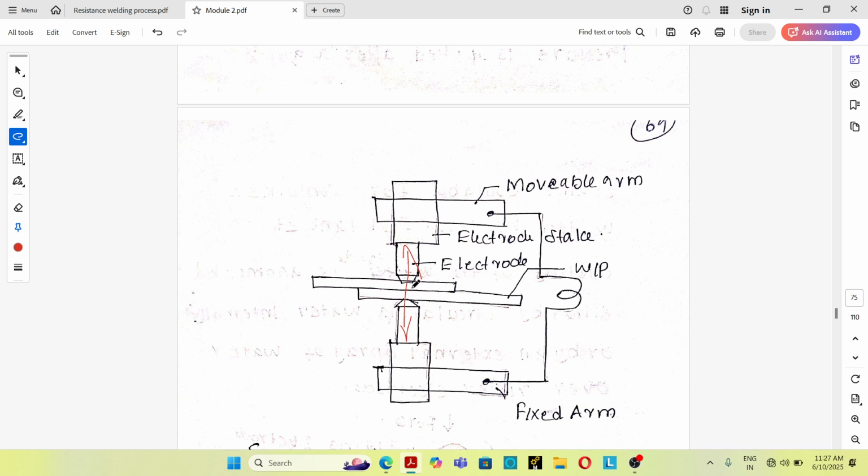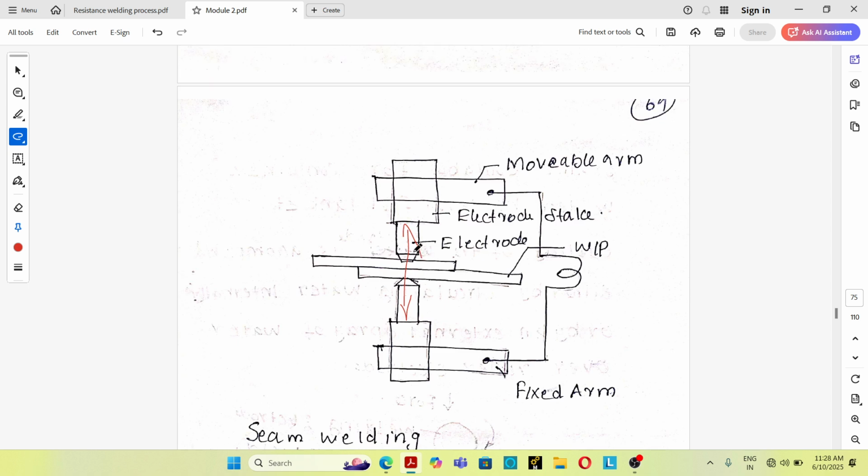First step, the parts to be joined are clamped between the 2 electrodes. Second step, current is passing through the parts and the temperature is raised to welding temperature. Third step, the current is cut off and a high pressure is applied and the metals are joined. So this is the working principle of a spot welding process.